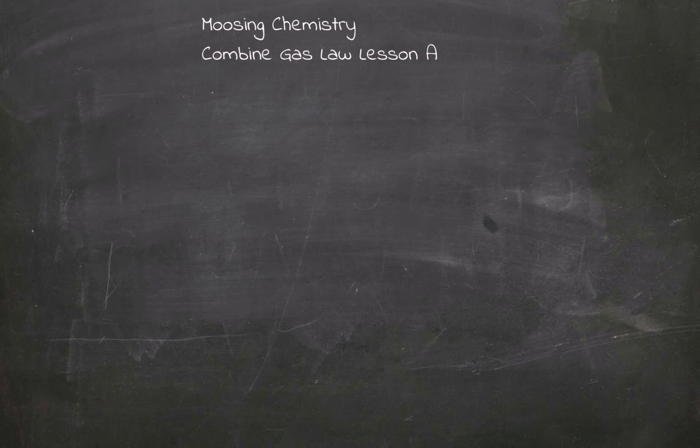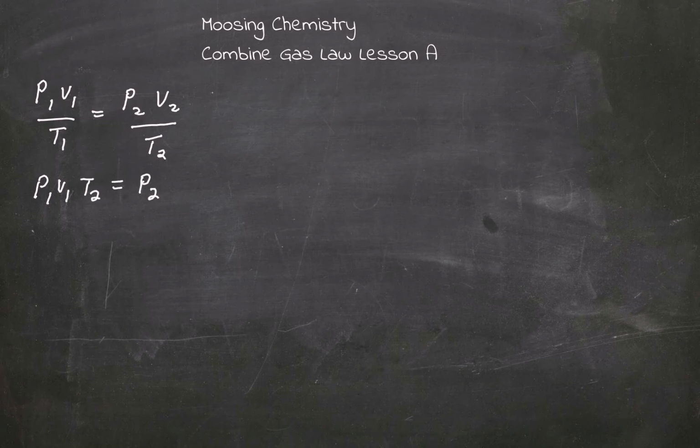This is the combined gas law, lesson A. Now, unlike Boyle's law or Charles' law or even Gay-Lussac's law, the combined gas law doesn't have any constants. So in essence, the combined gas law is the following equation: P1 V1 over T1 equals P2 V2 over T2. But it's best written as P1 V1 T2 equals P2 V2 T1, since we read linearly anyway.